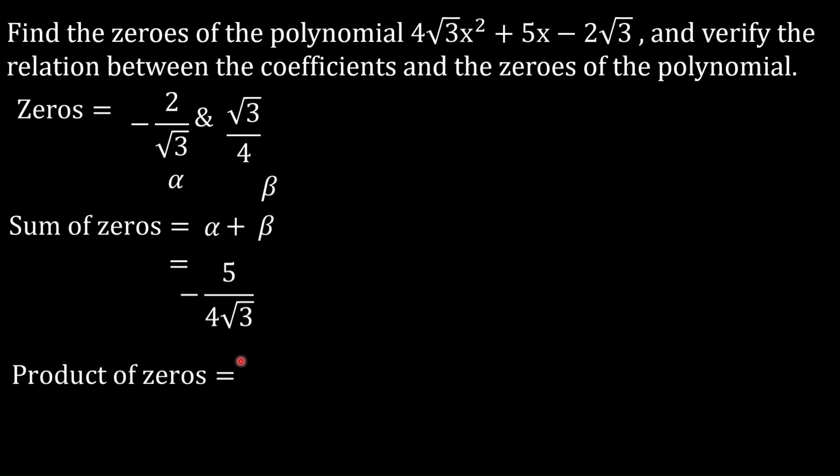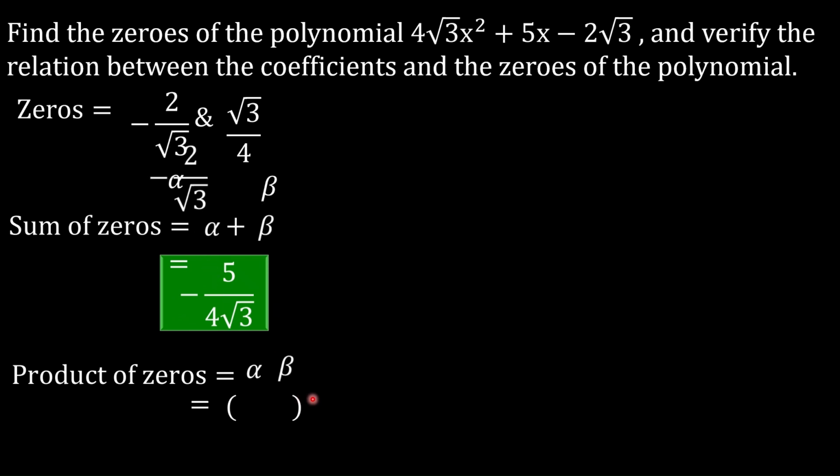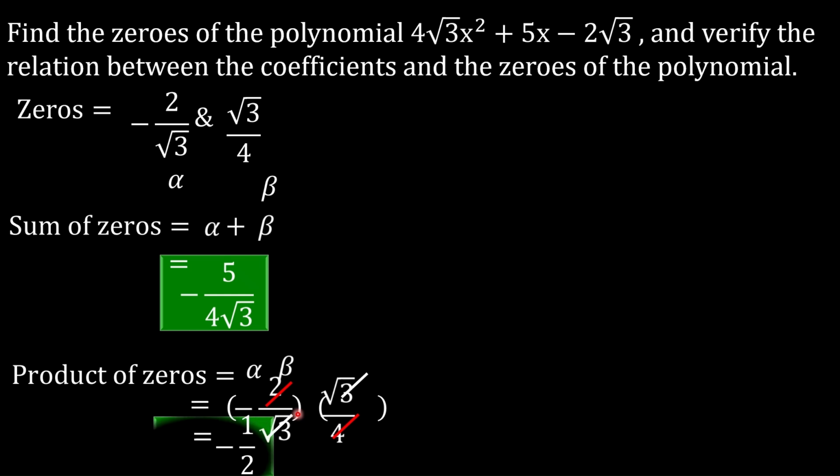Next, we find the product of zeros, that is alpha into beta. Substituting the alpha and beta values, we get minus 2 by root 3 into root 3 by 4. Cancelling this root 3, we are left with minus 2 by 4. Simplifying this by 2, we get minus 1 by 2. Therefore, the product of zeros is minus 1 by 2.